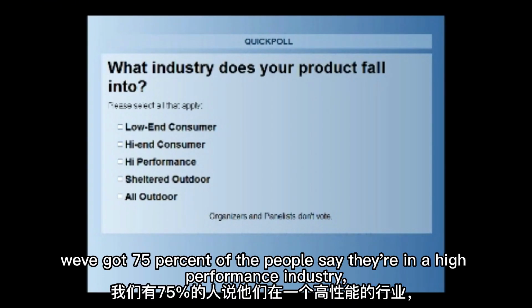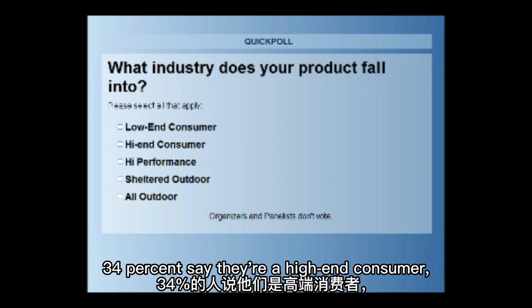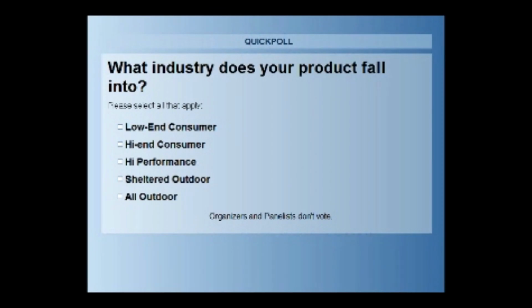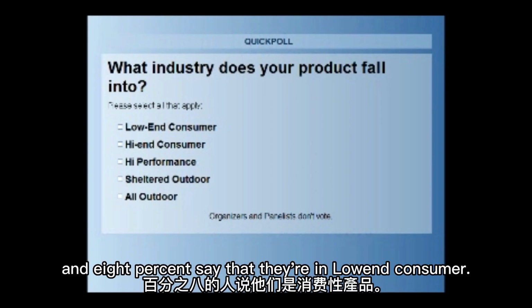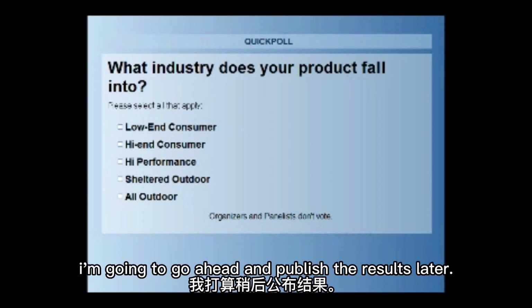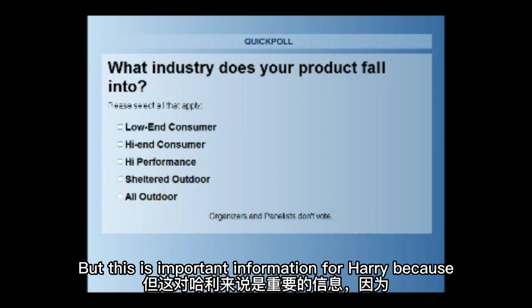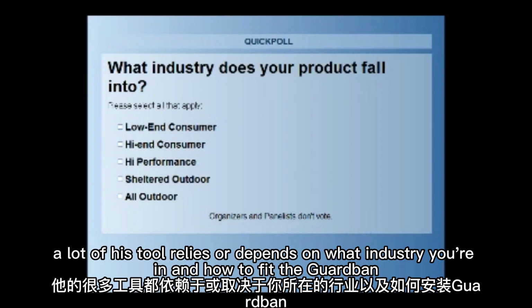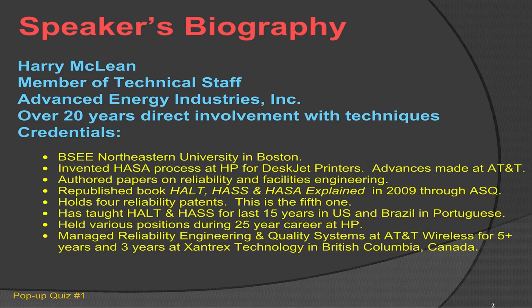We got 75% of the people say they're in a high-performance industry. 34% say that they're in a high-end consumer. 22% say they're in an all-outdoor environment. And 8% say that they're in low-end consumer. So with that, I'm going to go ahead and publish the results later, but this is important information for Harry because a lot of his tool depends on what industry you're in and how to set the guard band.